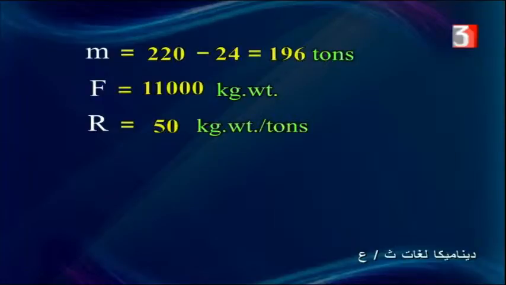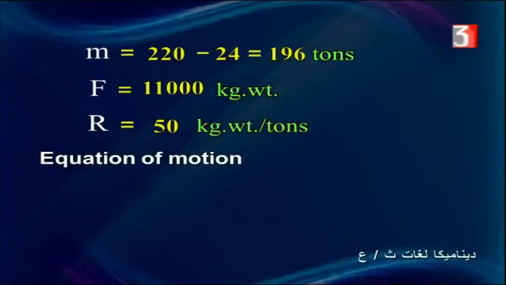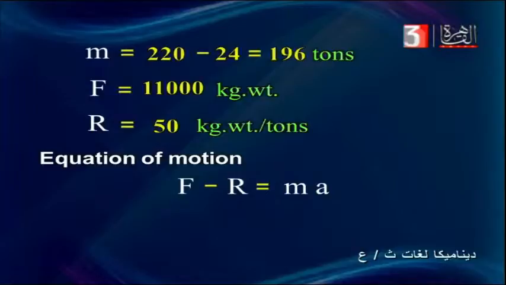What is the equation of motion of the remaining part? The remaining part moves under the action of two forces: the engine force F and the resistance force R. And we know that F minus R equals MA. F is in the same direction of motion, then it is positive, but the resistance R is in the opposite direction of motion, then the resistance R is in the negative direction.